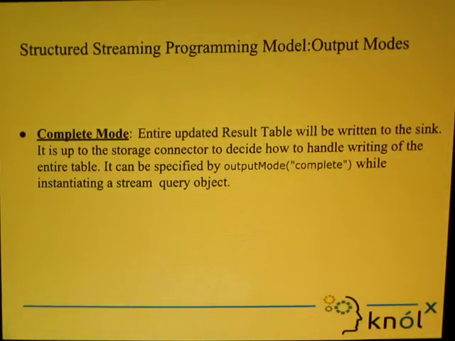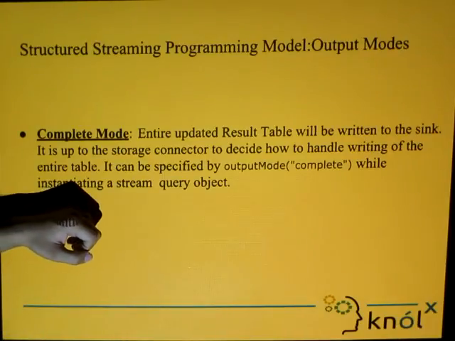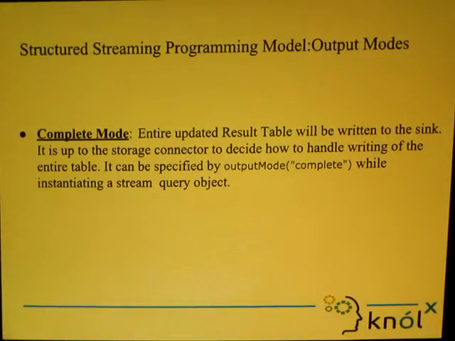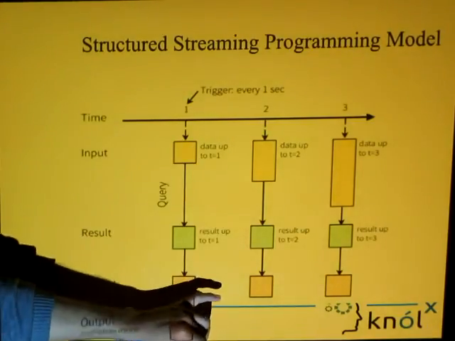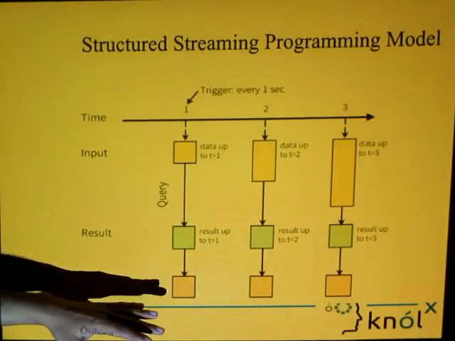So complete mode provides the entire updated result table, which will be returned to the sink we are providing, like the console, any other text file, or the database. Again, the storage connector has to decide how to handle writing of the entire table, taking the memory requirements into consideration. So when we specify the output mode as complete, we get all the results so far with every tick of this event. When we tick this in complete mode, we will get all the records.